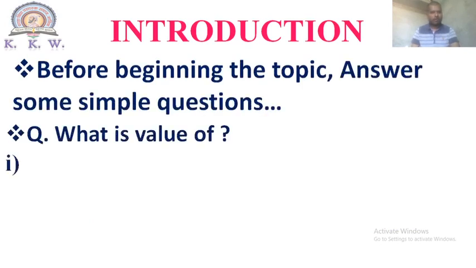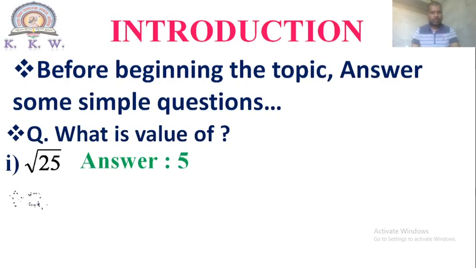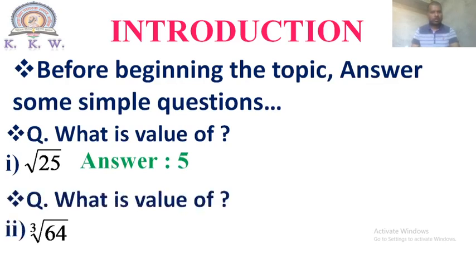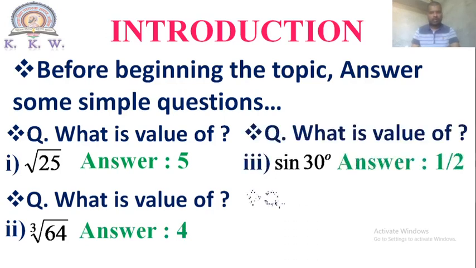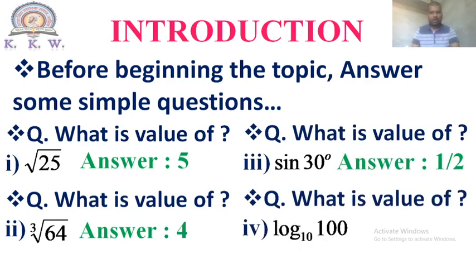Square root of 25, you can easily answer it is 5. Cube root of 64, that is 4. Sin 30 degree, half. Log 100 to the base 10.